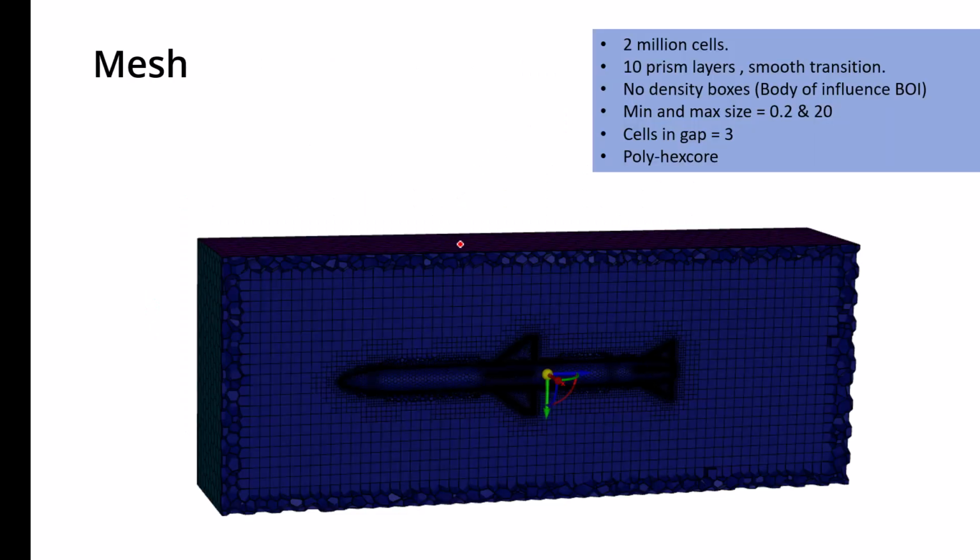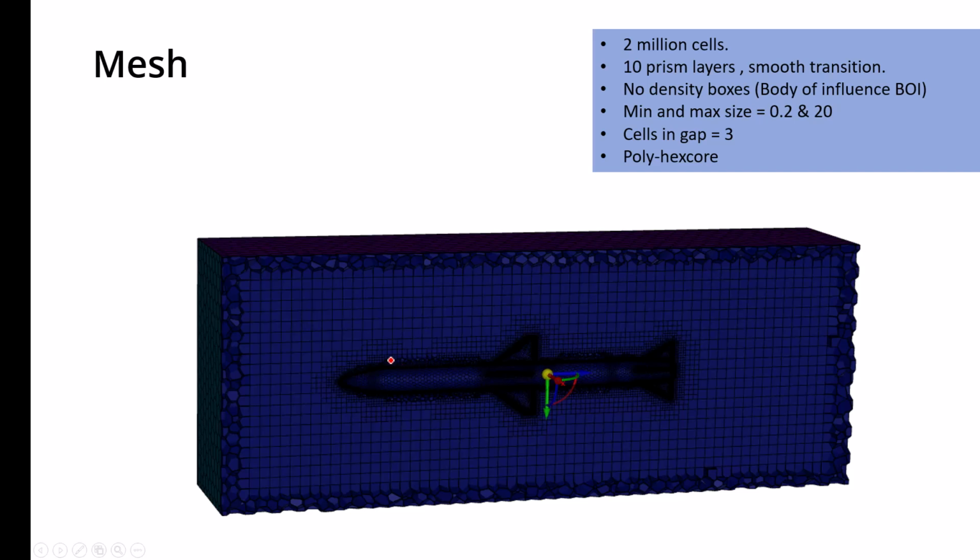Okay, now this is the mesh here. The mesh I created is a polyhex core. Polyhex core is a type of meshing that will create polyhedral prisms. Traditional prisms have a triangle as the base and top, while polyhedral prisms will have 5 or more sides. So this is about the prisms here.